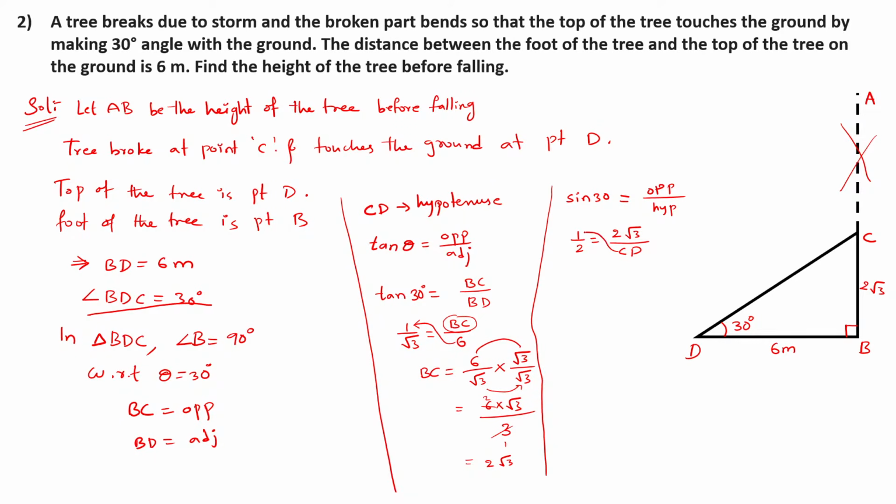Here hypotenuse we don't know, so we transpose this to this side and at the same time this side. So 1 into CD becomes CD and 2 into 2 root 3. So here 2 into 2 root 3, we write it as 4 root 3. So CD value we have 4 root 3. BC value we have 2 root 3. And I already told you the AB is the height of the tree before falling. So from figure, what we write? AB is equals to BC plus AC.